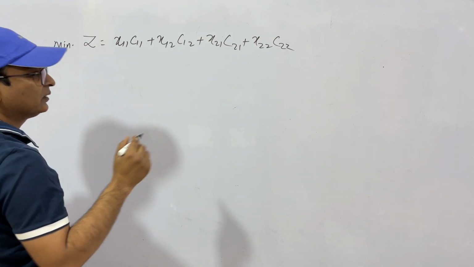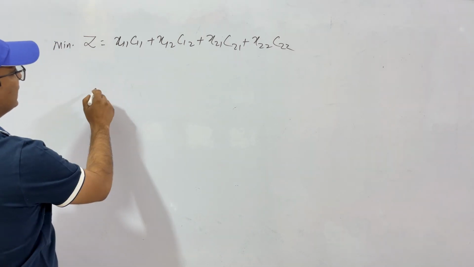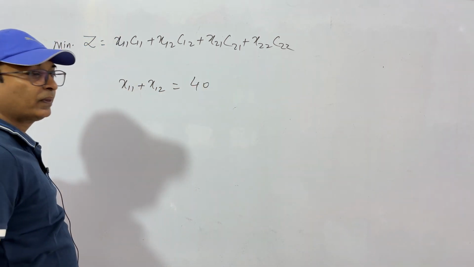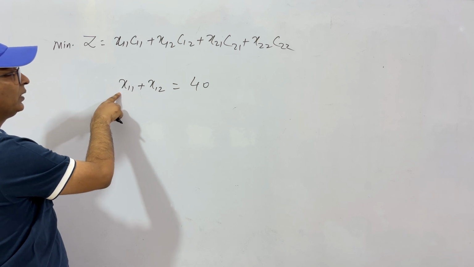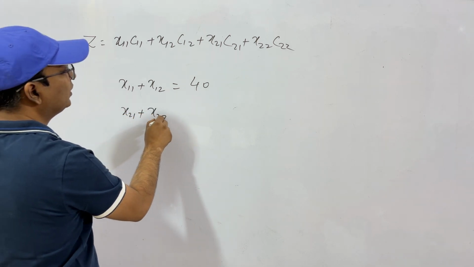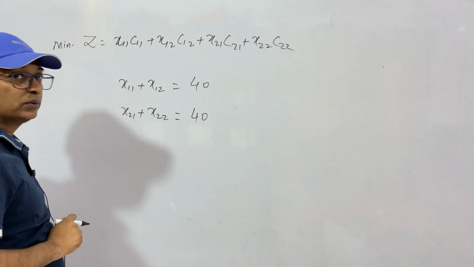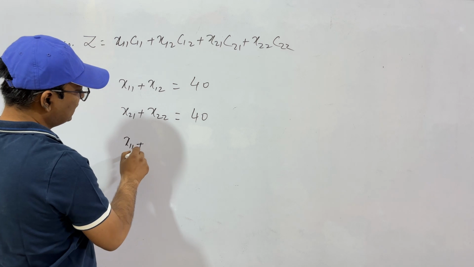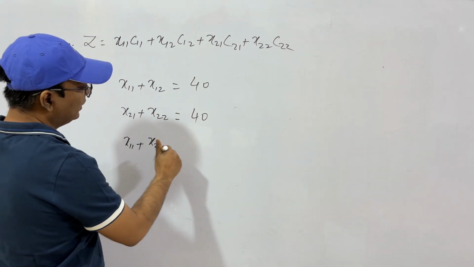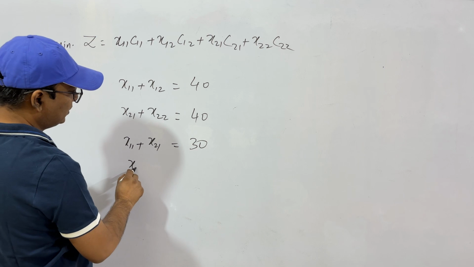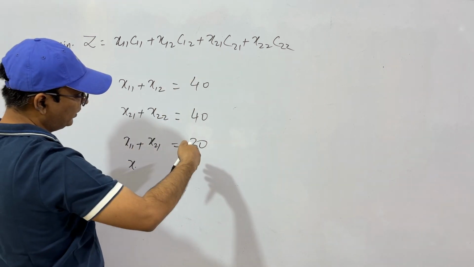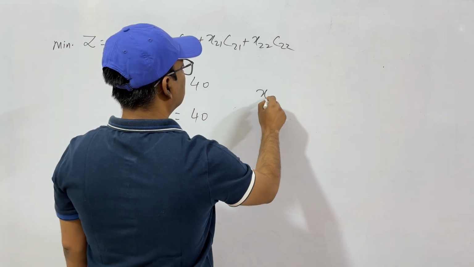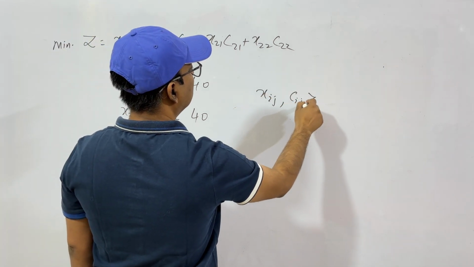And there are constraints. For example, in this example, the constraint can be x11 plus x12, this can at the most be 40. This is production from unit 1. Similarly, x21 plus x22, we had given 40 to this also. So this is the second constraint. Similarly, we can have constraints from the demand side: x11 plus x21, the first column, we had seen 30, and x12 plus x22, this was 50. And you know, xij and cij, these all are greater than or equal to 0.